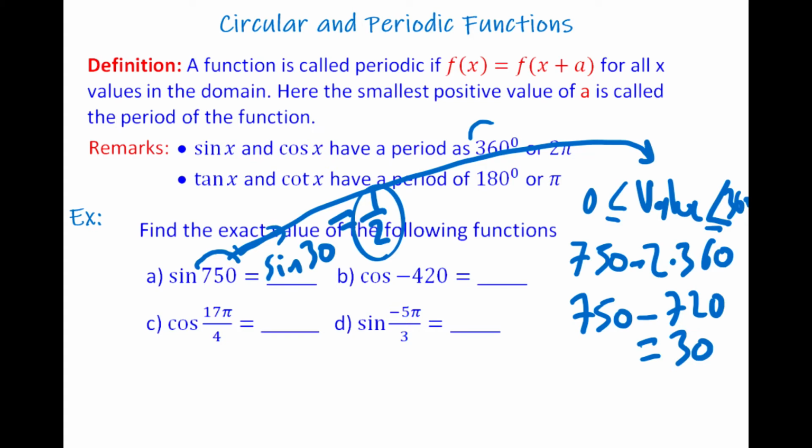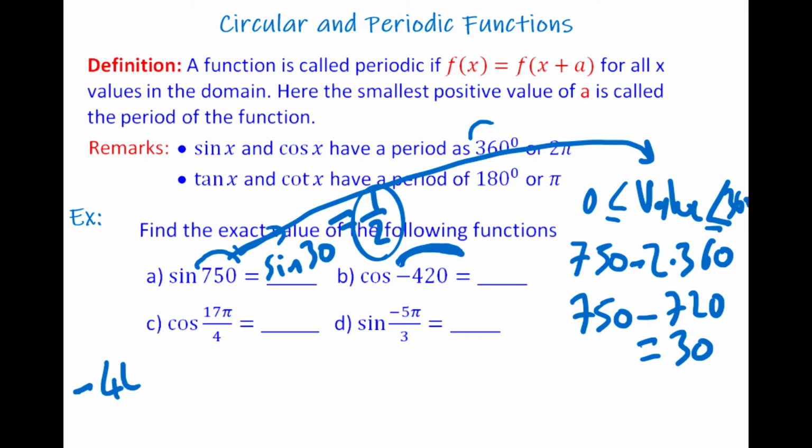Here in B, guys, we have a negative value. If this is a negative value, then we need to make it positive. As I said earlier, we need to make this a value somewhere between 0 and 360. So I'm going to add 360 or multiple of 360s to that angle. Let's see what we're going to have if we add just one 360.